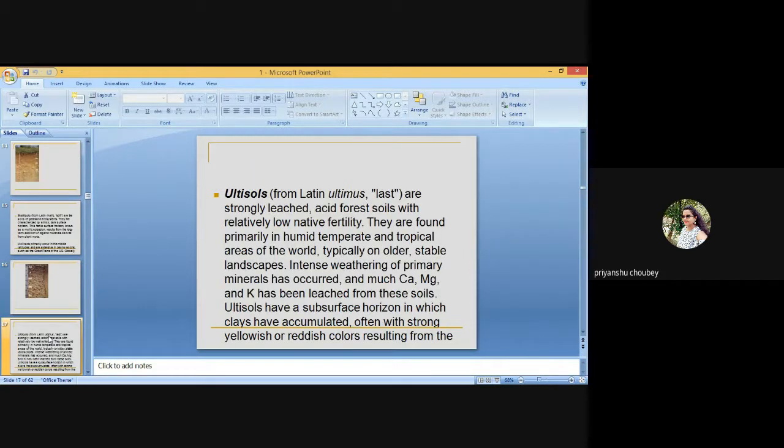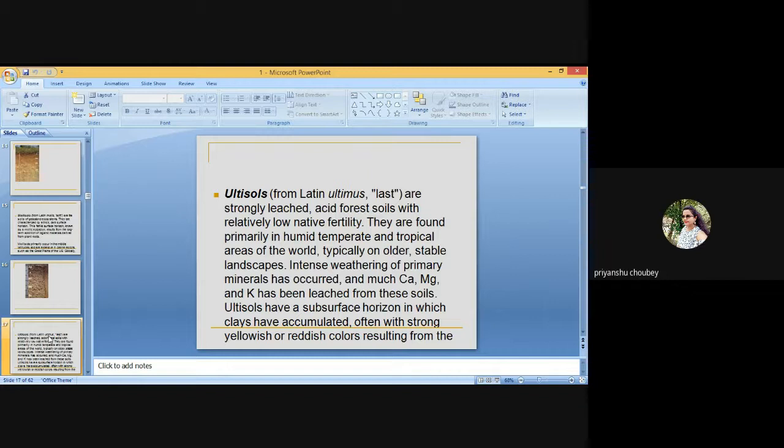Ultisols, from Latin ultimus, last, are strongly leached acid forest soils with a relatively low native fertility. They are found primarily in humid temperate or tropical areas of the world, typically on older stable landscapes. Intense weathering of primary minerals has occurred and much calcium, magnesium, and potassium has been released from these soils.